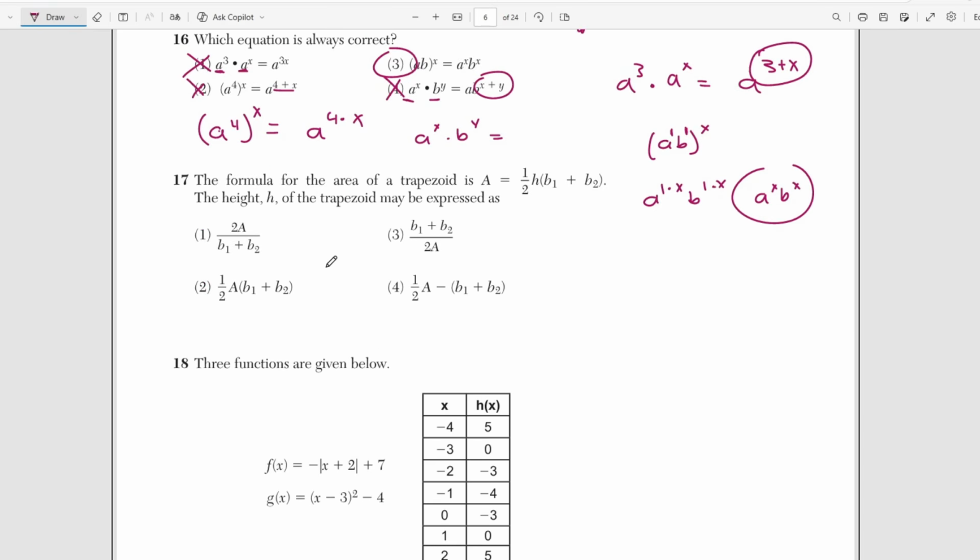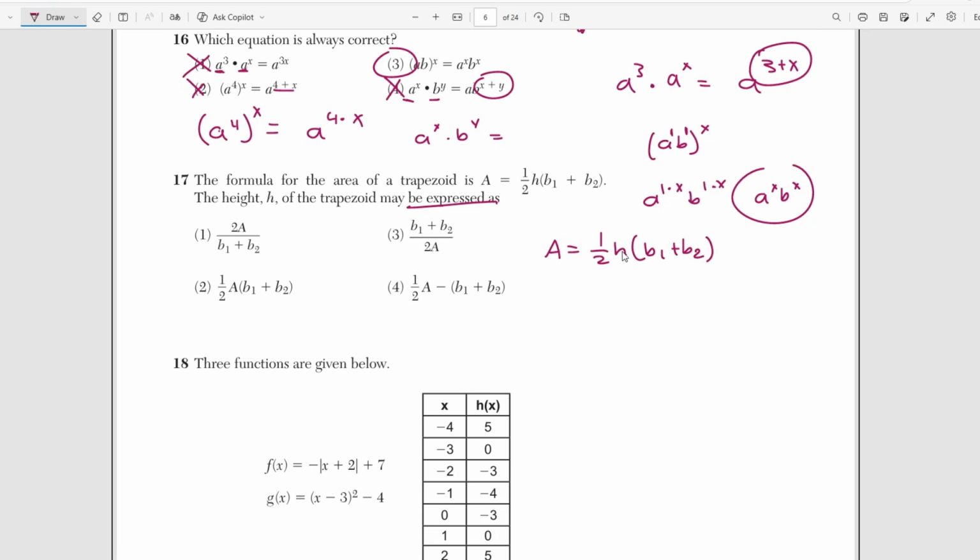Number 17 says the formula for the area of a trapezoid is A equals 1/2 h (b1 plus b2). The height, h, of a trapezoid may be expressed as what? So essentially, they want you to take this formula and get h alone, okay?